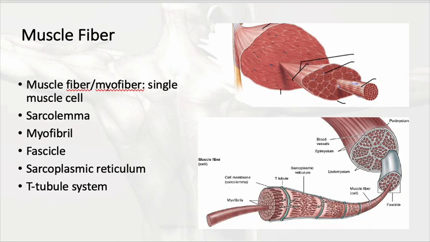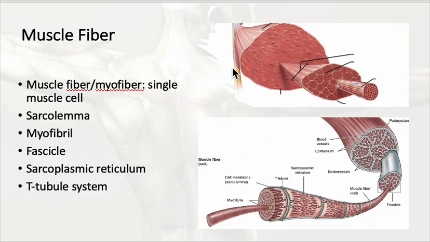For a brief review of muscles, I'm just going to walk through specifically what's on the slide and in this image. So at the highest level of organization, skeletal muscle is composed of several types of tissue, and specifically bundles of muscle cells. Another name for muscle cells is muscle fibers or myofibers. That's a single muscle cell.